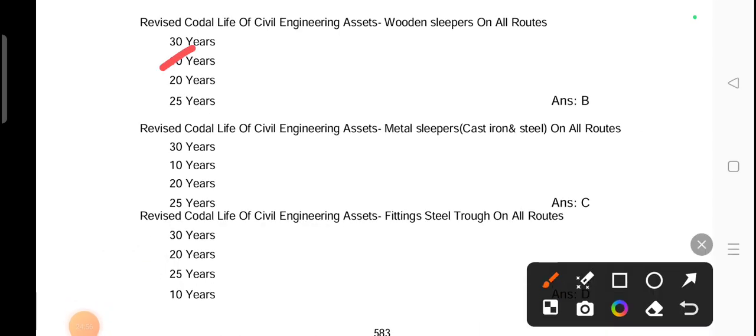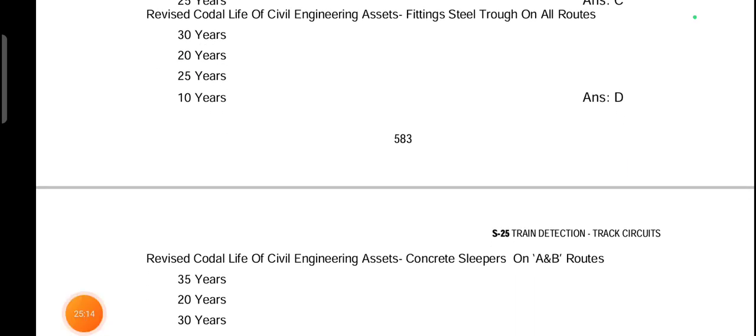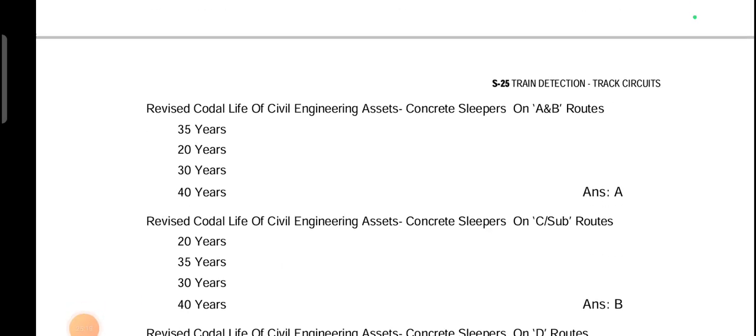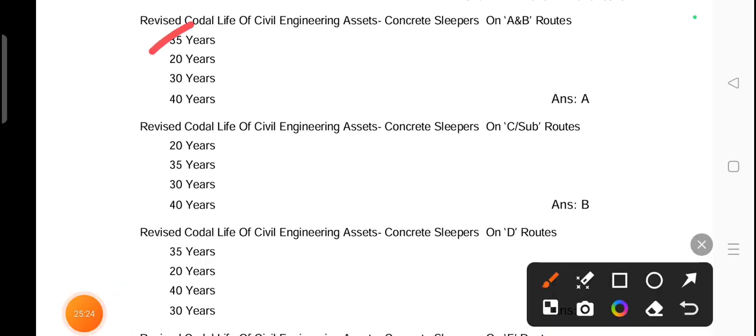Revised total life of civil engineering assets metal sleeper, cast iron and steel on all routes, 20 years. Revised total life of civil engineering assets fittings, steel trough on all routes, 10 years. Revised total life of civil engineering assets concrete sleepers on A and B routes, 35 years. Revised total life of civil engineering assets concrete sleepers on C or sub routes, 35 years.